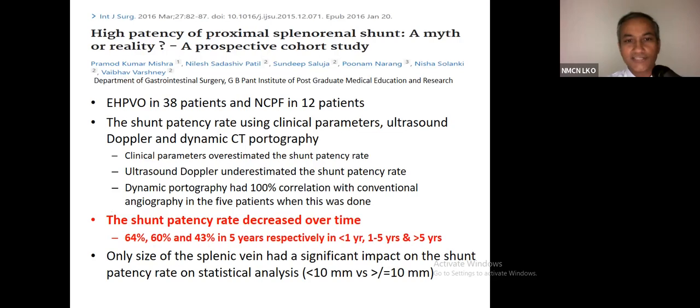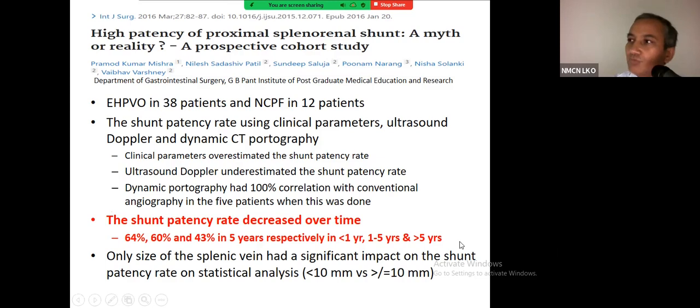So this is another study, again from AIIMS, where they have shown that the previous studies have shown that the patency of the proximal splenorenal shunt is around 85 to 90%.